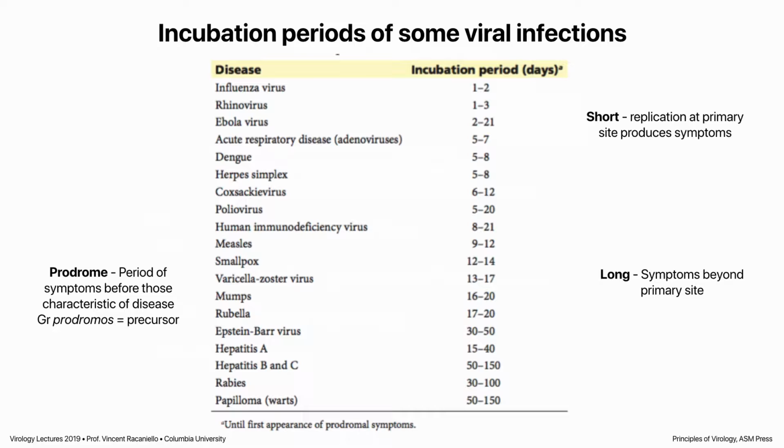Okay, so that is incubation period. There's another term you may encounter. It's called the prodrome. It is the period of symptoms before those characteristic of the disease. So if you start to get fever and aches, that's the prodrome, because they could be anything. And let's say you have measles infection, you get fever, achiness, prodrome, and then you get rash, that's the symptom of the disease. That's the characteristic. So that's no longer the prodrome.